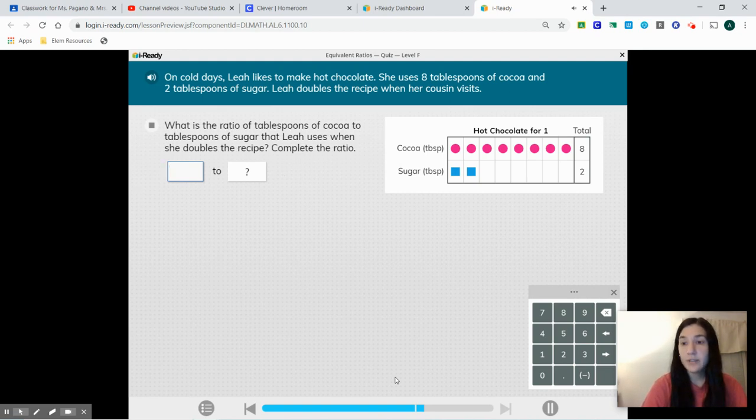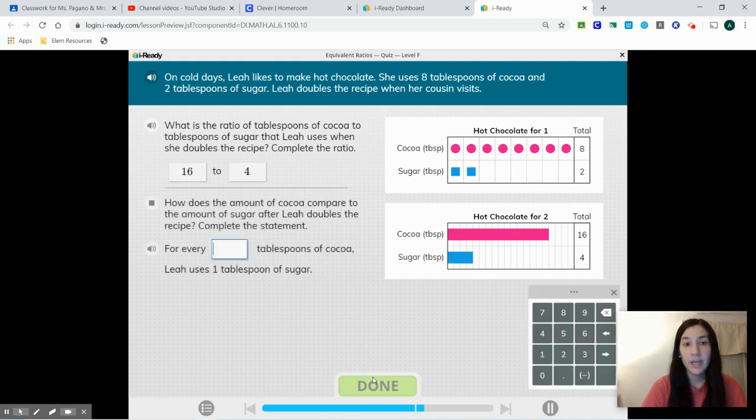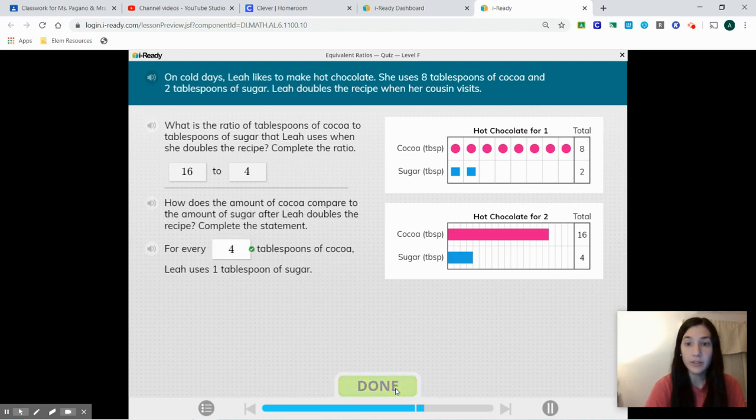So another way to complete the ratio, to make an equivalent ratio instead of simplifying the ratio, is to double it or triple it. As long as you're multiplying the numerator and the denominator, or both pieces of your ratio, by the same thing, you're going to get an equivalent ratio. So here we're doubling our recipe. So 8 times 2 is 16, and 2 times 2 is 4. So we're going to have 16 to 4 as our ratio. How does the amount of cocoa compare to the amount of sugar after Leah doubles the recipe? And again, if we simplify, 16 divided by 4 will be 4, which is still 4 to 1. So we're still good to go.